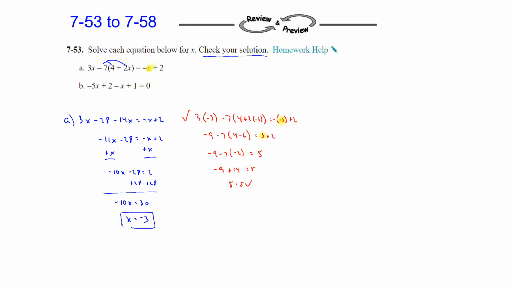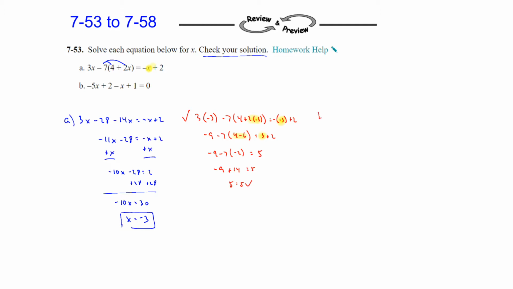And on the left side, you want to make sure you simplify everything inside the parentheses. So the first thing you need to do is take the 2 times the negative 3, and then simplify this before you multiply by the negative 7. And then you add the negative 9 at the very end. So you just got to be really careful with your order of operations when you go to check part A. All right, now on to part B.